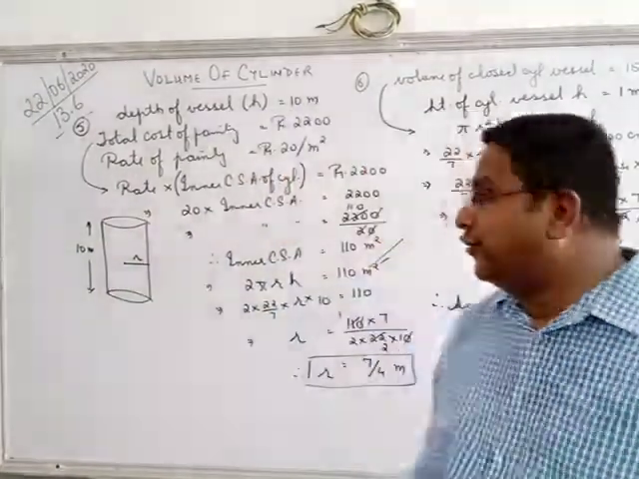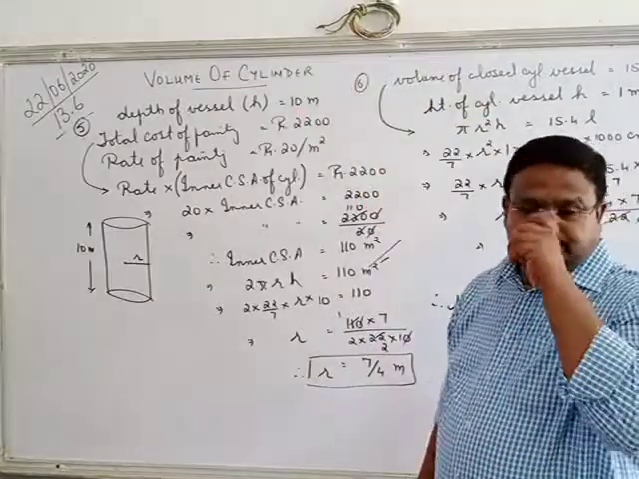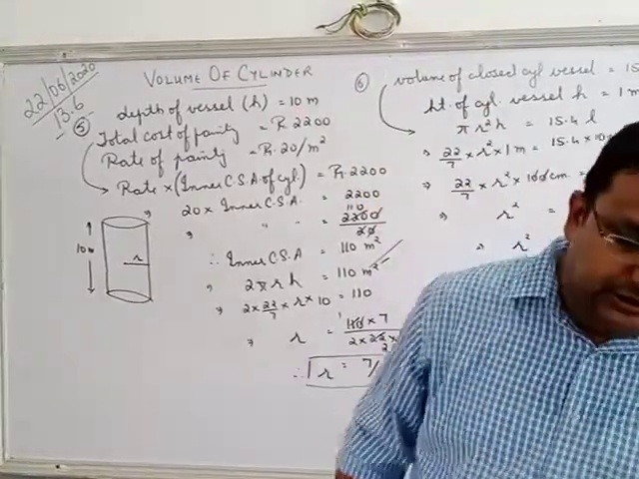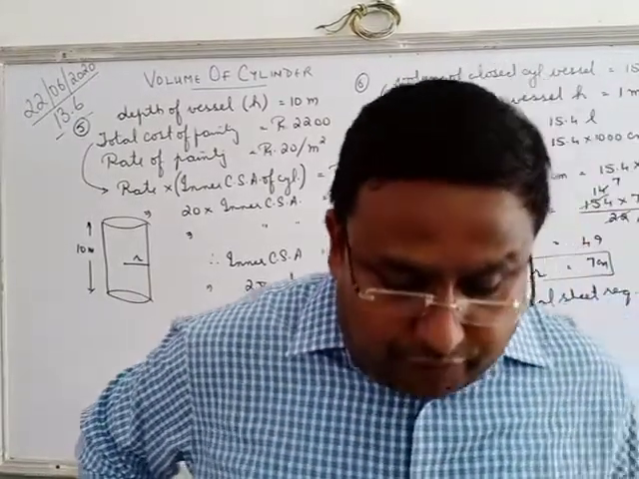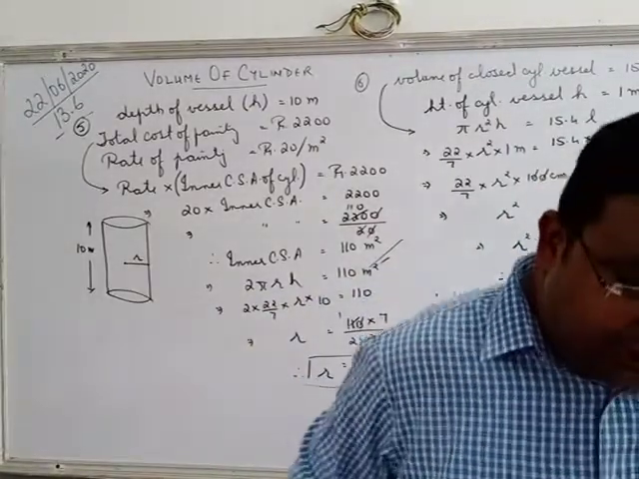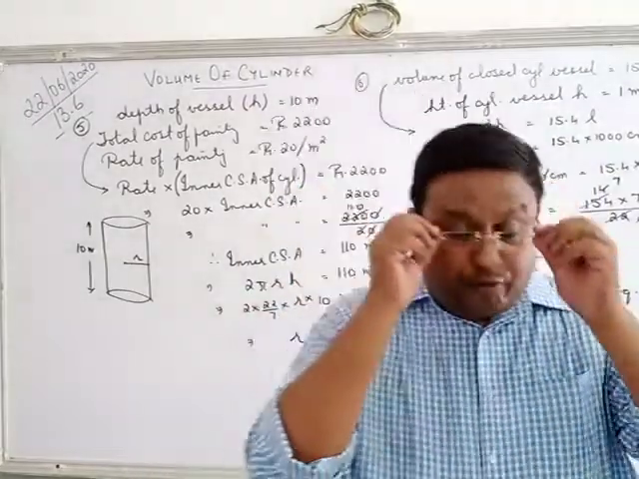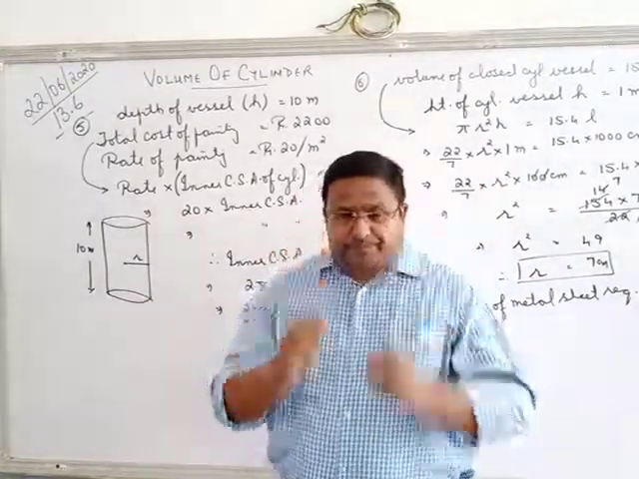And third part, he says find the volume. The volume of cylinder formula is pi r square into h. Correct? So you can do these questions: question number first, third, fourth, fifth, sixth and eighth. The rest of the two questions, important questions, we'll be discussing in the next lecture. Thank you.